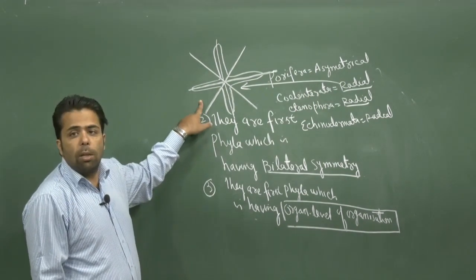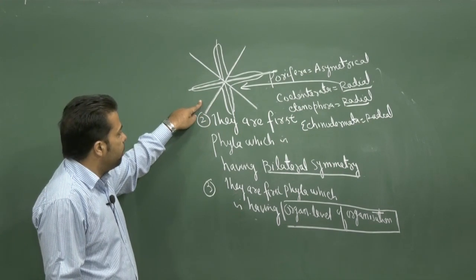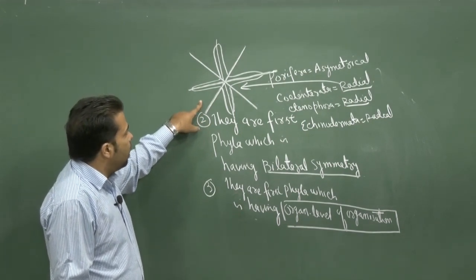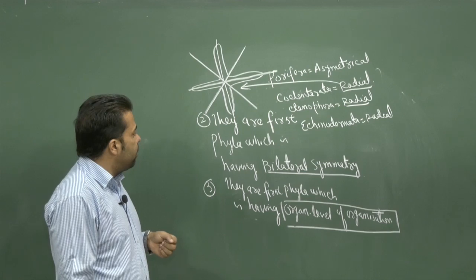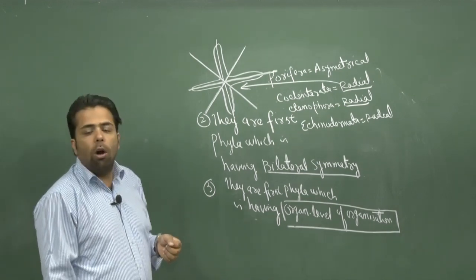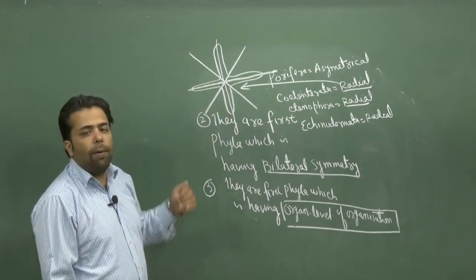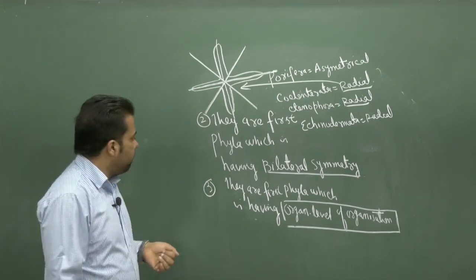So we are discussing the general properties of phylum Platyhelminthes. They are the first phyla which have bilateral symmetry. They are the first phyla which have organ level of organization. They are the first phyla which is triploblastic.